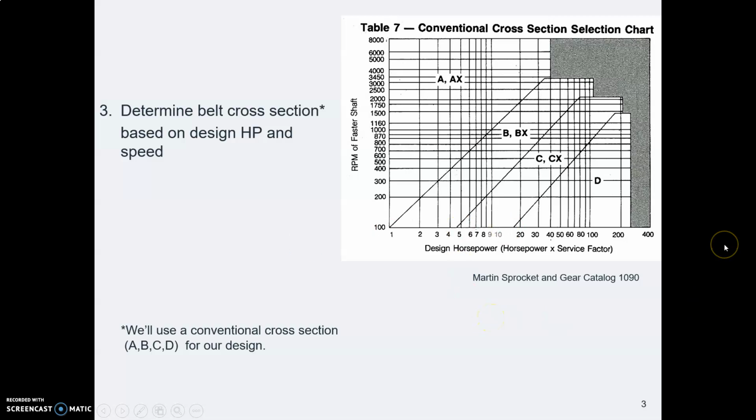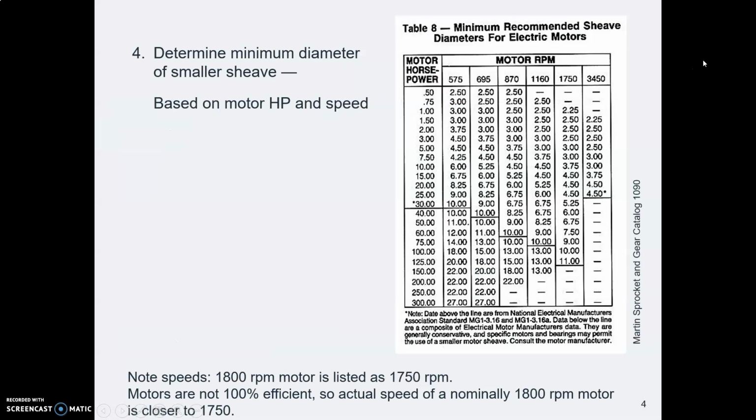Now let's pick a belt. We have a motor RPM of 1750. We have a design horsepower of 3.3. We just figured that out in the previous step. So looks like we are in the territory of an A belt. An A belt will be strong enough, we can use that. Now, what is the smallest size of sheave we could use? What is the minimum diameter? We've got a 1750 RPM motor. We've got a motor horsepower of 3. So there's our minimum sheave diameter. We could use a sheave with a pitch diameter of 2.5 or anything bigger.